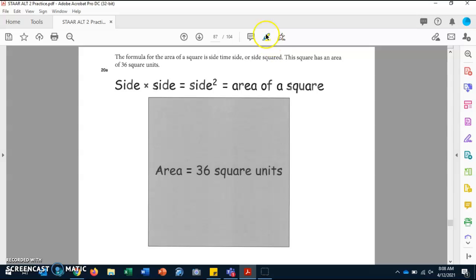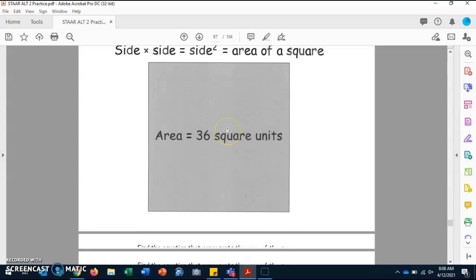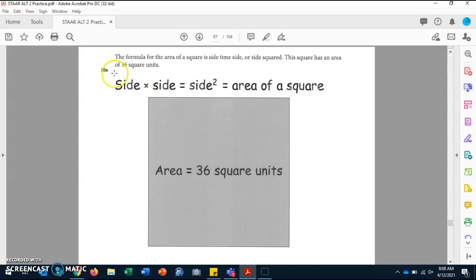Now question number 20. The formula of the area of a square is side times side, or side squared. This square has an area of 36 units. So here they're telling you to find the area of a square. You have to multiply side times side, which equals side squared, which equals the area of a square.